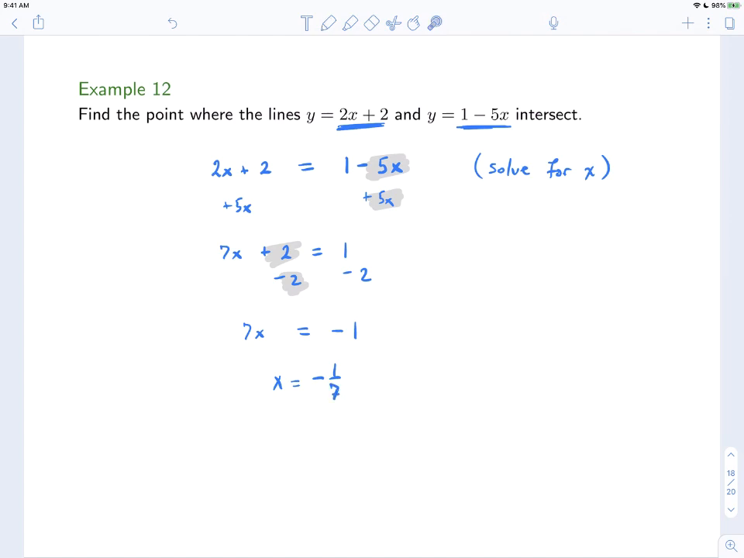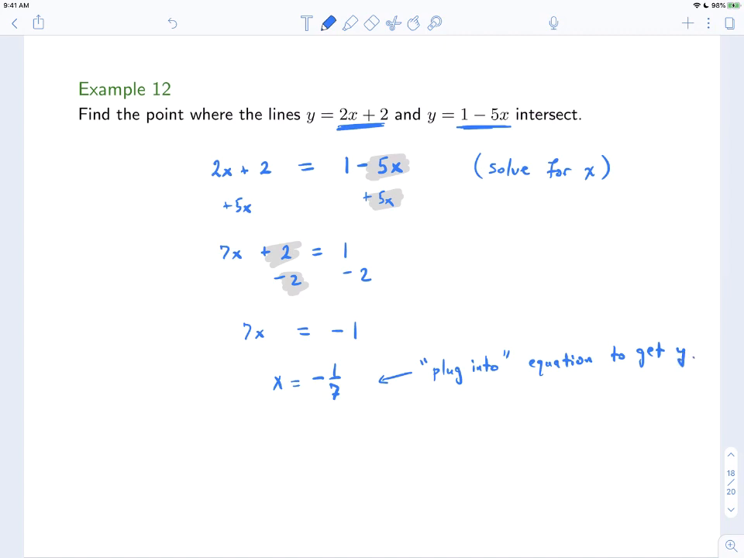In order for these two y values to be the same, the only way that can happen is if x is equal to negative 1/7. So that's the x coordinate. And now we just need to use this x to figure out y. So plug into the equation to get y.